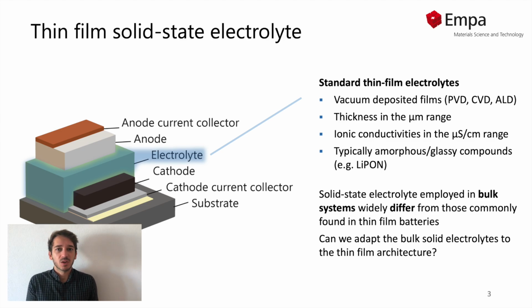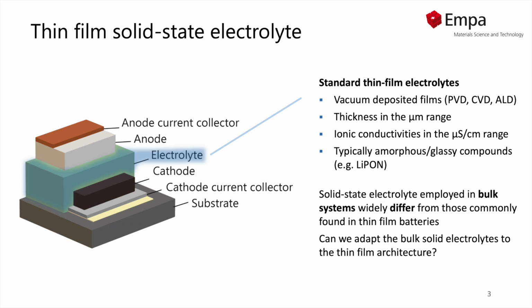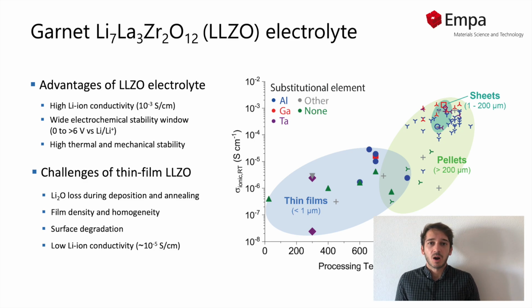However, the solid-state electrolytes employed in bulk systems widely differ from this type of materials. So if we want to use the thin film architecture as a model system to investigate all types of solid-state batteries, we need to adapt these bulk materials into thin films. The lithium garnet LLZO has been widely investigated in the last years as a promising solid-state electrolyte for bulk solid-state batteries. Why is this?